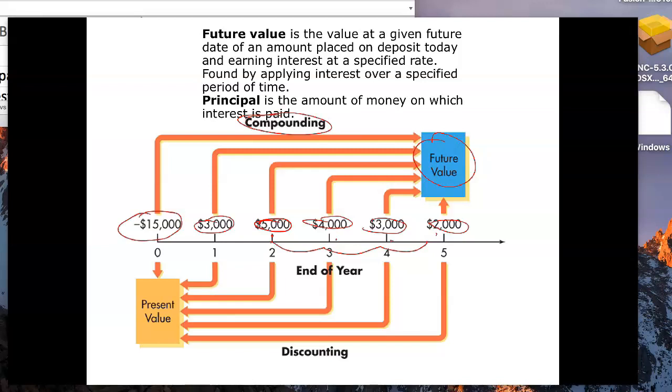Alternatively, we could compute present values. So we already have the $15,000 investment. Its present value is $15,000. And then we could find the present value of all these other cash flows via a process called discounting. Again, applying interest, but in reverse, to all of these amounts that are going to be received in the future to find a present value. So anytime we're taking present values to find future values, we call that compounding. Anytime we're taking future values to find present values, we call that discounting.